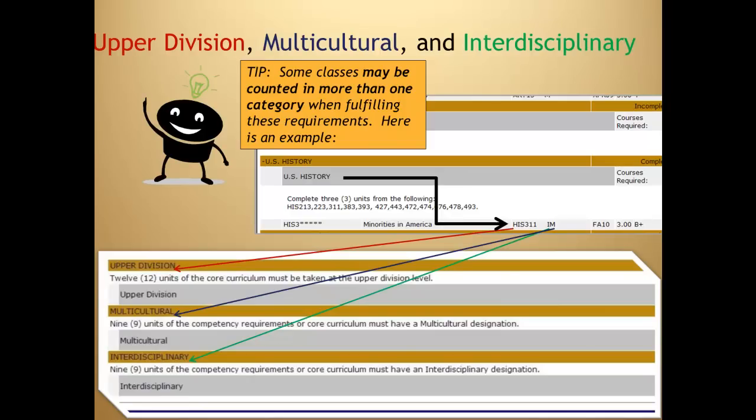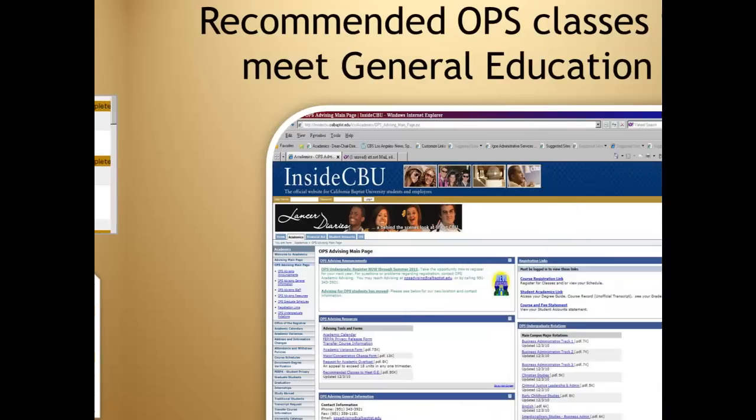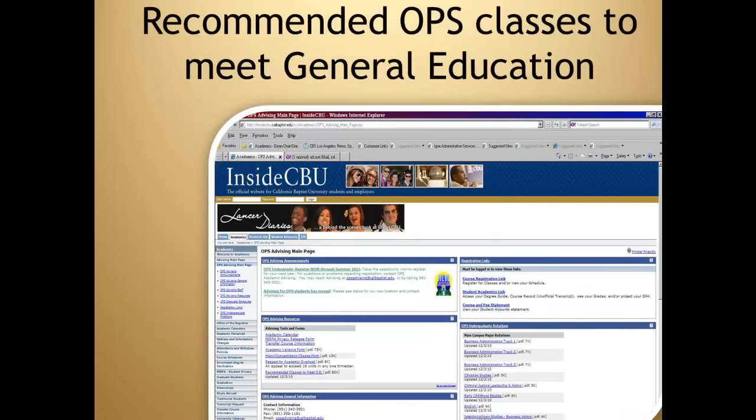Next, I will direct you to find a list of recommended courses offered in the OPS program that will meet each of the general education requirements and help identify which courses are upper division and have an interdisciplinary designation. A list of recommended OPS classes to meet general education is posted on Inside CBU for your convenience. To find it, just follow these steps.